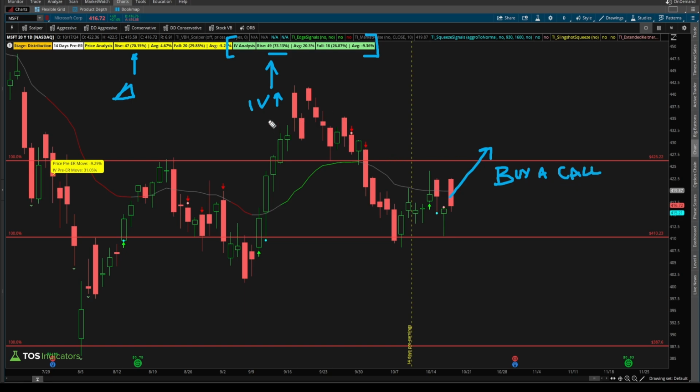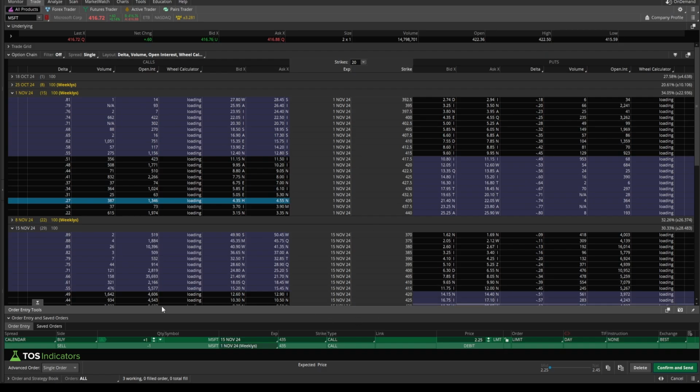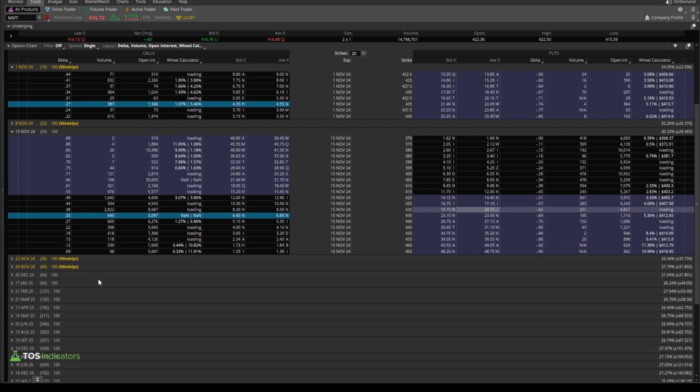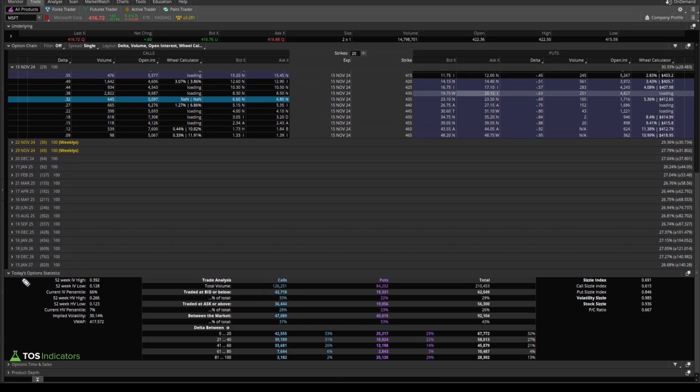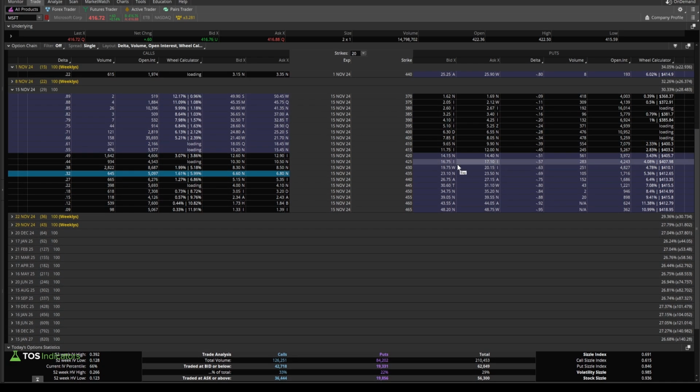I'm looking to take advantage of the implied volatility of this call, the vega component increasing, along with the actual delta. Now, if we were to come into our trade tab here and take a look at Microsoft's options, the first thing we can do is take a look at the statistics. The IV percentile is greater than that 50% mark. We're currently at the 66th percentile mark. That tells me that the options for Microsoft are already somewhat expensive.